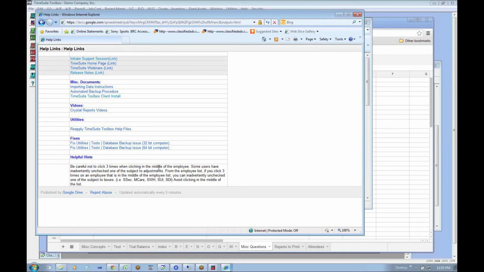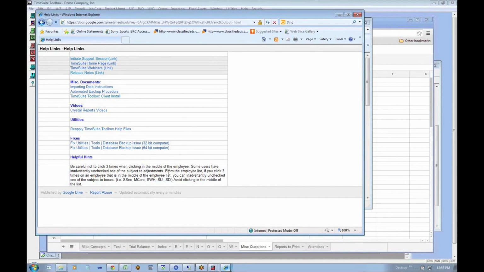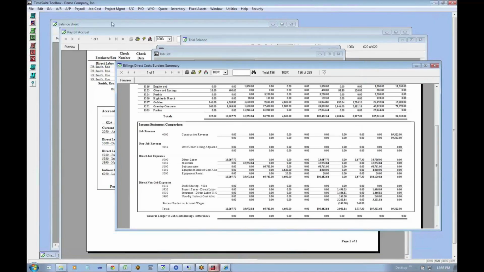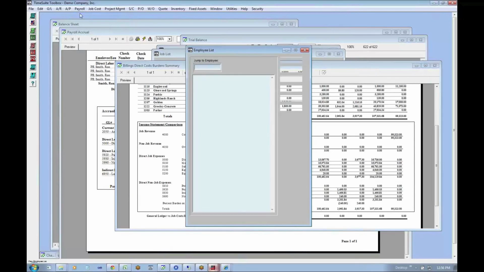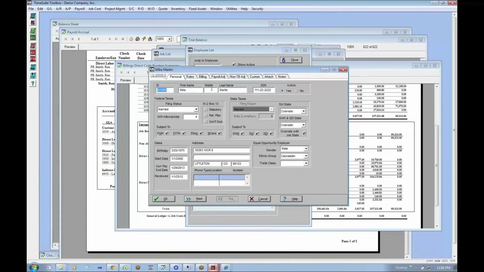Be careful not to click 3 times in the middle of an employee. Here's just a helpful hand, because we'll get support calls. It's kind of an awkward one, but all of a sudden one of these items will not be calculating on the checks. What will happen is, you bring up the employee list, and you double click on this and you click 3 times. So it's probably about right there where I would have problems.